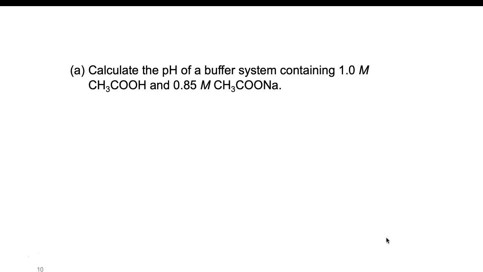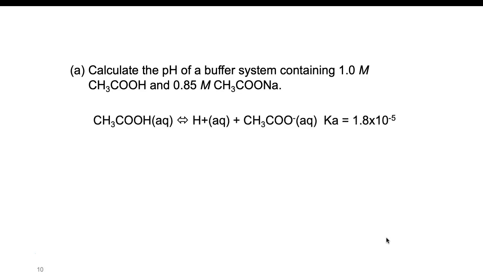Can you do this one on your own? Calculate the pH of a buffer system containing 1.0 molar acetic acid and 0.85 molar sodium acetate. Here's the equation that we had before. I just used HAc instead of using the acetic acid formula. You can go from here.